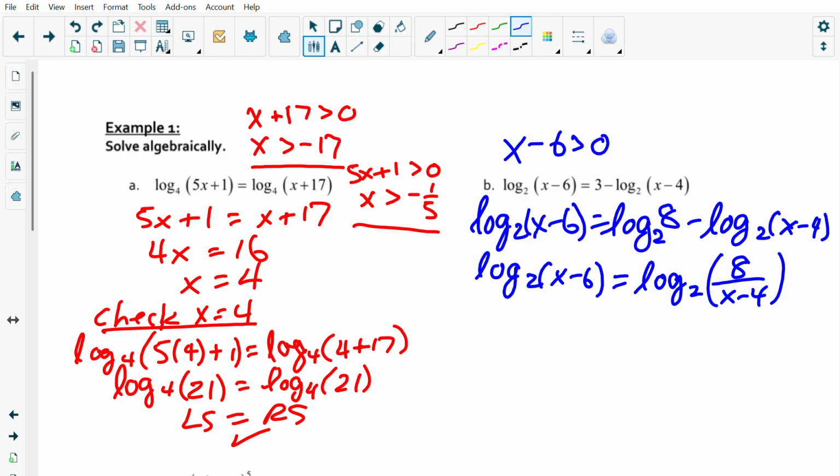You know what I forgot to do? I forgot to do restrictions. x minus 6 is greater than 0. Therefore, x must be greater than 6. x minus 4 is greater than 0, so x is greater than 4.